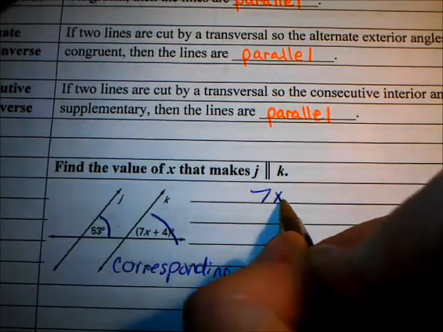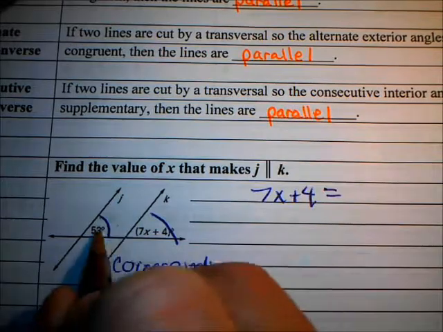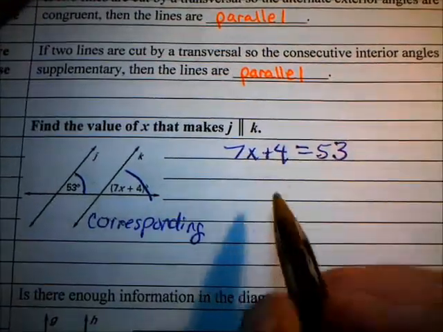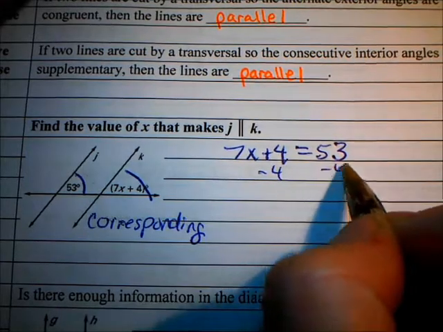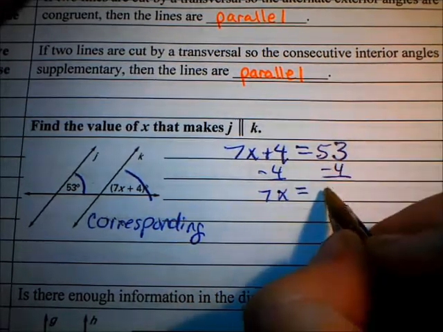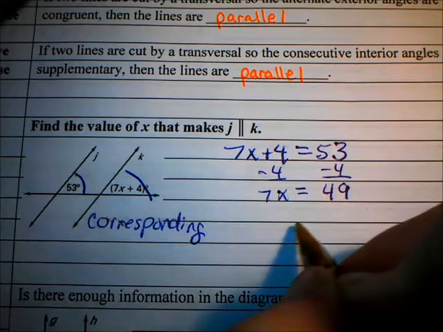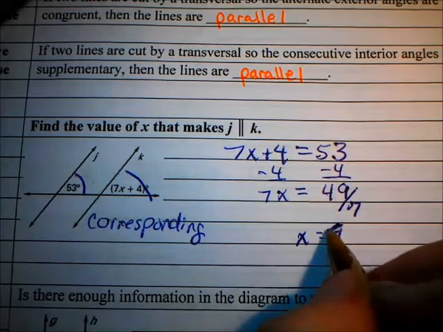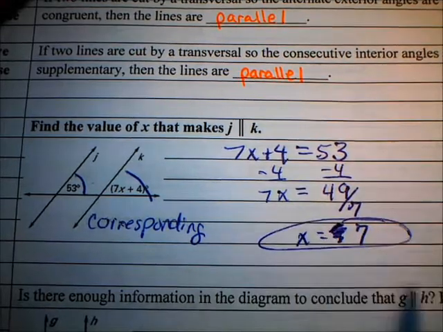So I'm going to do 7x plus 4 and set it equal to the angle measure of 53. So here's a two-step problem. I'm going to subtract 4, and I have 7x is equal to 49. I'm going to divide by 7, and it tells me x is 7.